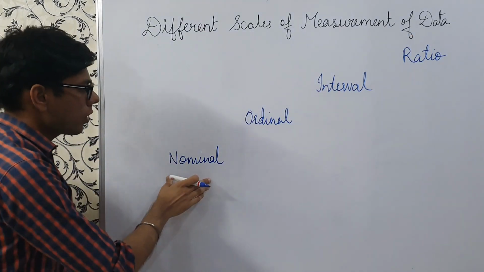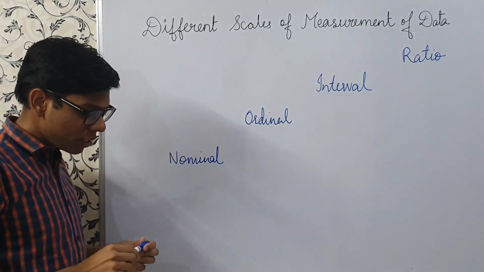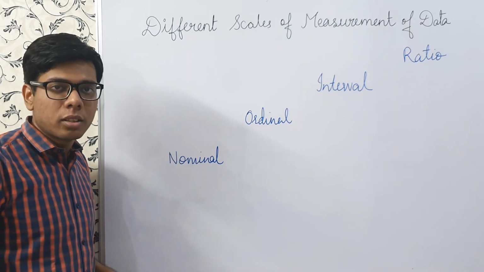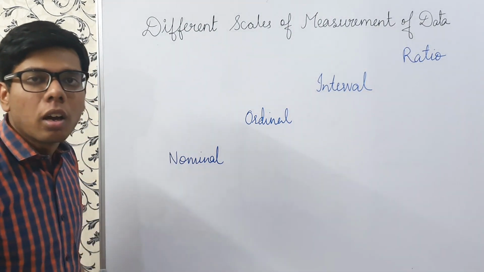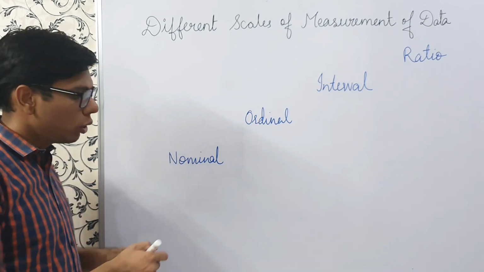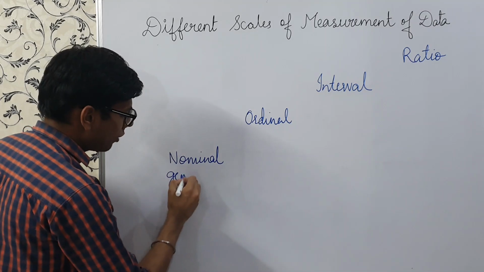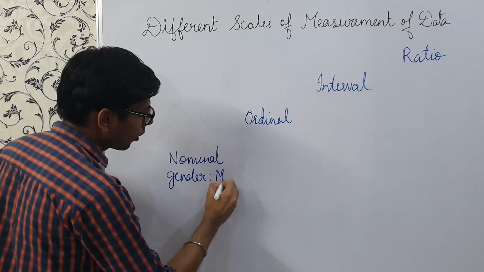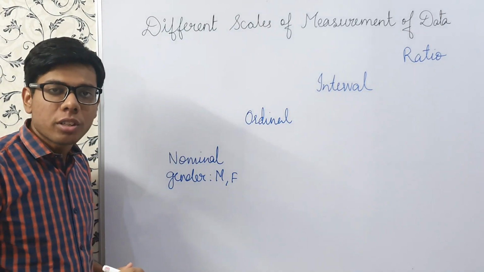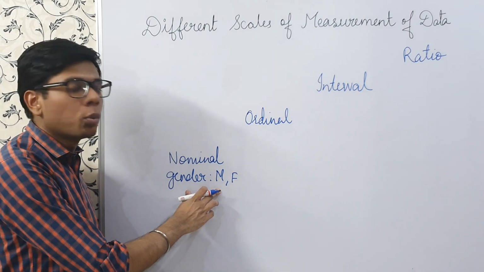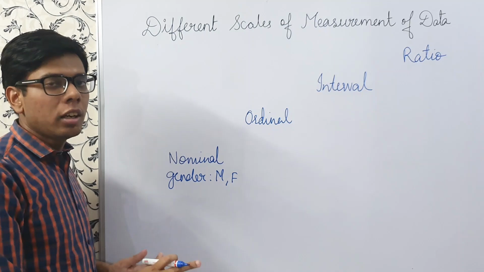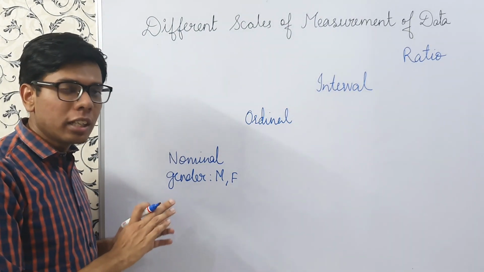Coming to the very first one, nominal. As the name suggests, it means the categorical variable with only categories, meaning names. Suppose we define a variable as gender. It can take only two categories, male and female. The point to note is that each category is different from the other and has no relation with each other. Male is different and female is different, and both are isolated from each other. Isolated means totally different.